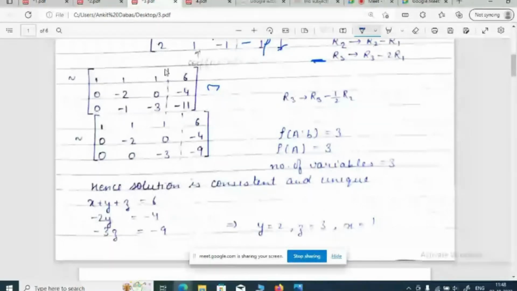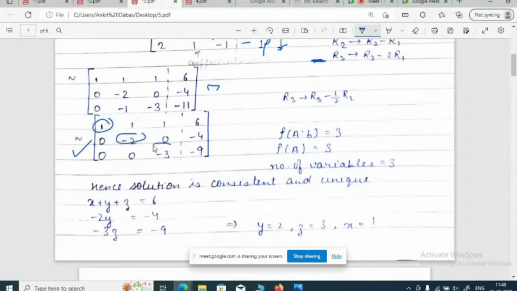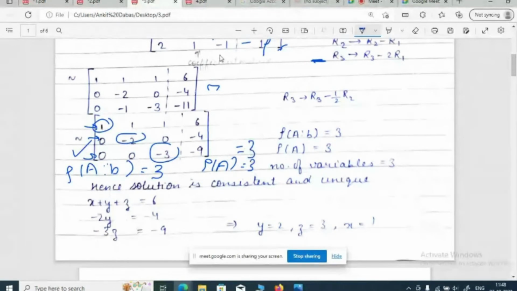So the final matrix that we got is this. Here we have non-zero entries here, here, and here. For this matrix, the rank of the augmented matrix AB is equal to 3 because we have 3 non-zero rows. And the rank of matrix A, if we do not consider this column, is again equal to 3, which is equal to the number of variables. X, Y, Z are 3 variables. So this system is consistent and it has a unique solution.